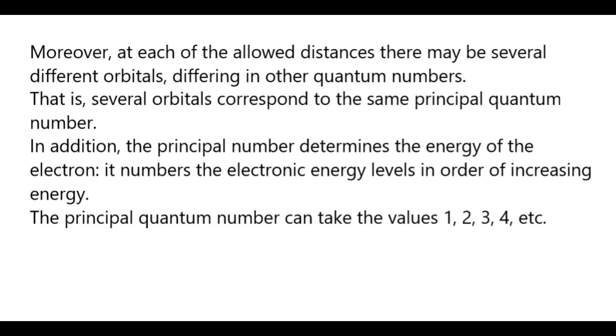Moreover, at each of the allowed distances, there may be several different orbitals differing in other quantum numbers. That is, several orbitals correspond to the same principal quantum number. In addition, the principal number determines the energy of the electron. It numbers the electronic energy levels in order of increasing energy. The principal quantum number can take the values 1, 2, 3, 4, etc.